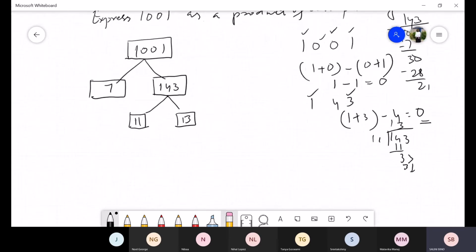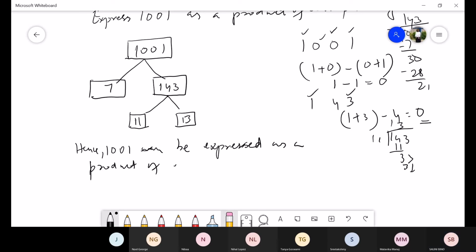So I'll write here, hence 1001 can be expressed as a product of 7, 11 and 13. That is the product of its prime factors, that is 7 into 11 into 13. So this is how you write the answer.